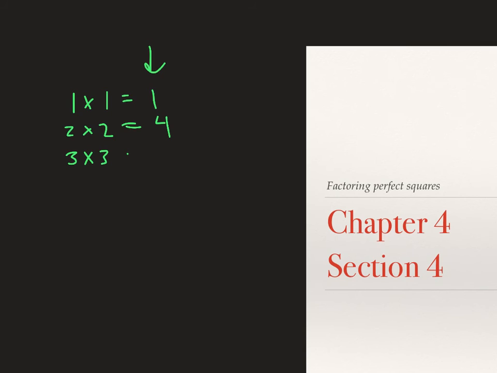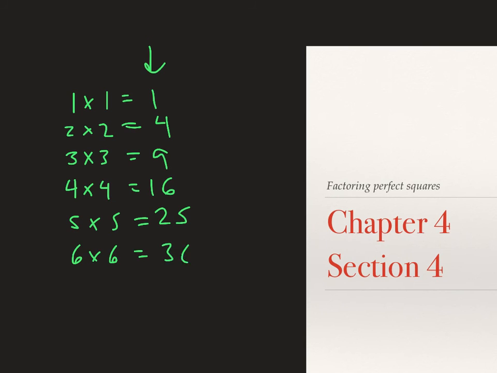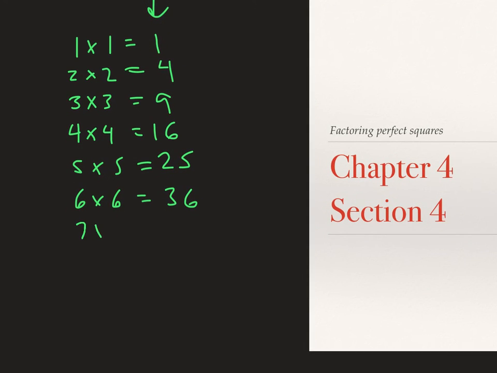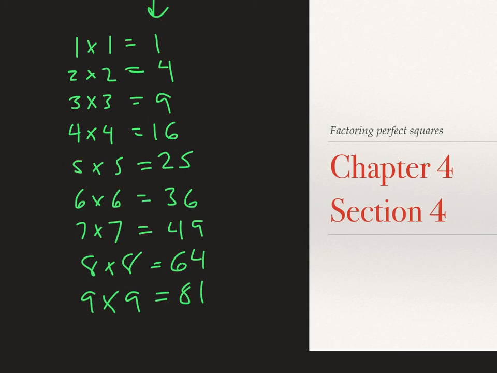3 times 3, 9 is a perfect square. 4 times 4 would be 16, a perfect square. 5 times 5, 25 is a perfect square. 6 times 6, 36 is a perfect square. 7 times 7, 49 is a perfect square. 8 times 8, 64 is a perfect square. And 9 times 9, 81 is a perfect square, and this keeps going.